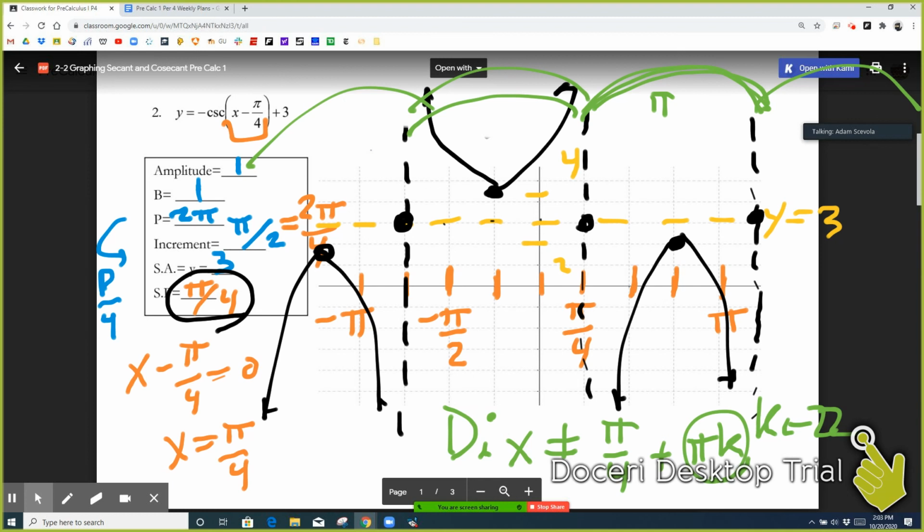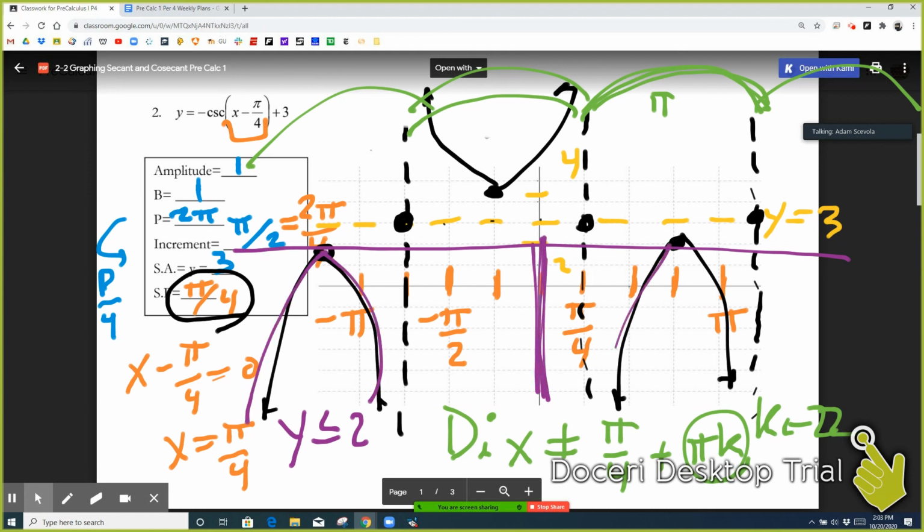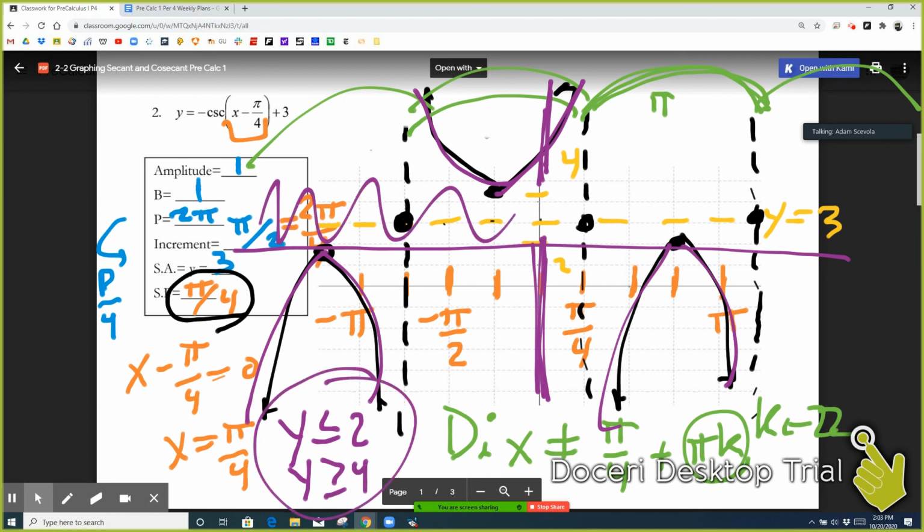And then if I was doing the range, which doesn't ask you to do it here, but we could just talk about it. Well, we look and right here we see that y could be less than or equal to 2 because it hits every point on the y-axis below 2. Or it could be greater than or equal to 4 because it hits every point above 4 on the y-axis. So that would be your range. So pretty much nothing in between 2 and 4, but everything outside of that.